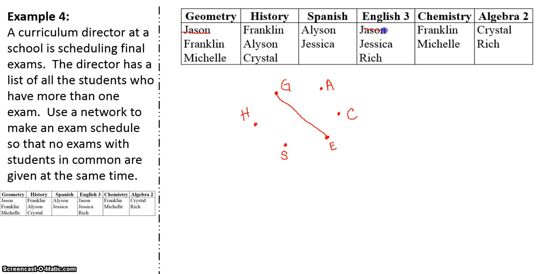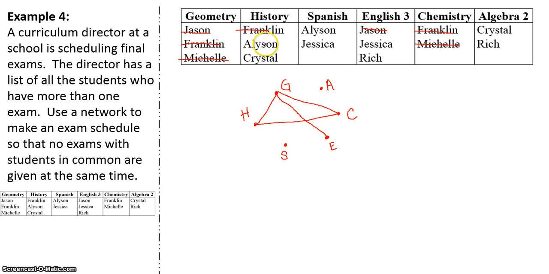And I'll cross them out as we go. Then Franklin is in geometry, history, and chemistry. So remember, if it's 3, we're going to have to connect them. So geometry to history, then history to chemistry, and then chemistry back to geometry. So this triangle represents Franklin's involvement. Okay, Michelle's next. She's in geometry and chemistry. So that's already connected, so we're good on that.